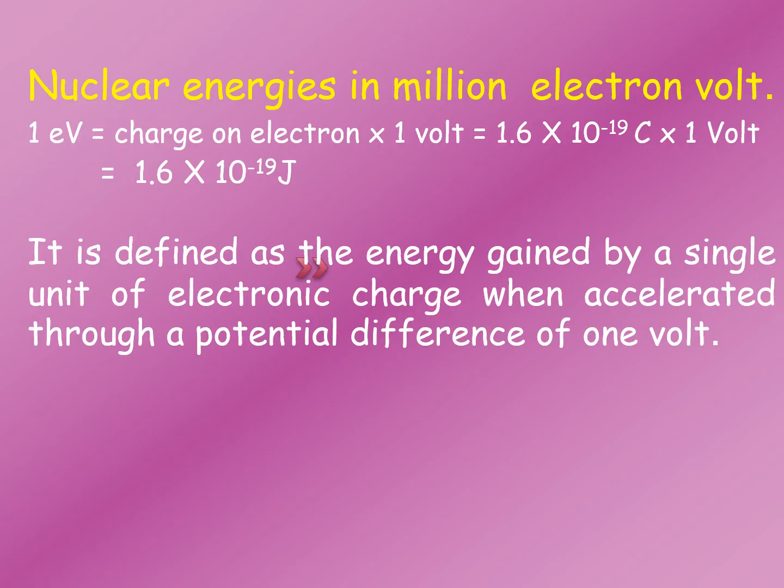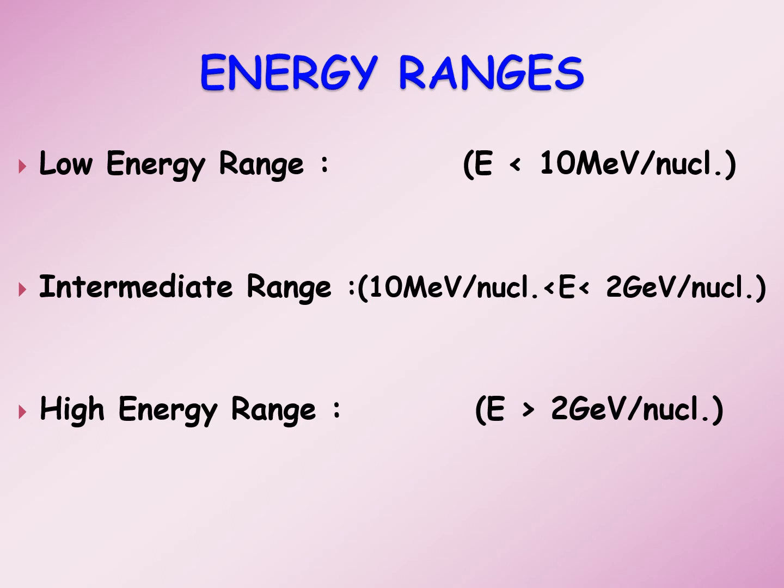Third, nuclear energies are measured in electron volt. They can be measured in kilo electron volt, mega electron volt, giga electron volt, or tera electron volt, depending on the range of the energy. So 1 electron volt is the charge on 1 electron into 1 volt, and it is equal to 1.6 into 10⁻¹⁹ joule. It is defined as the energy gained by a single unit of electronic charge when accelerated through a potential difference of 1 volt.